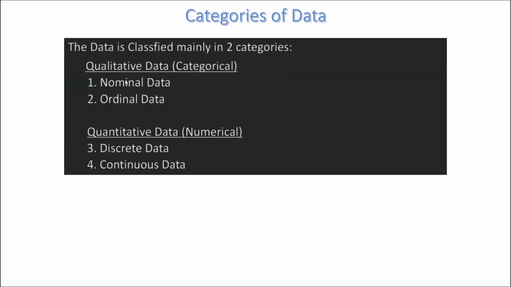It is again divided into two different methods. The qualitative data is divided into two: nominal and ordinal. And the quantitative data is completely numerical, and it is considered as discrete data and continuous data. So these are two different types of data under the quantitative.